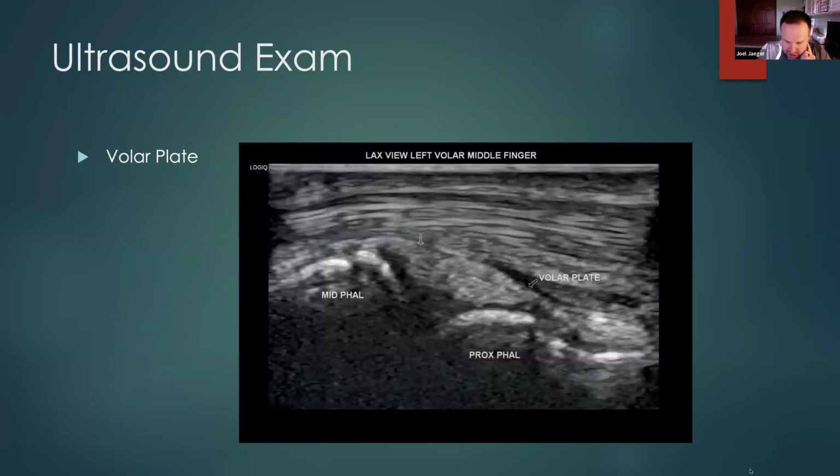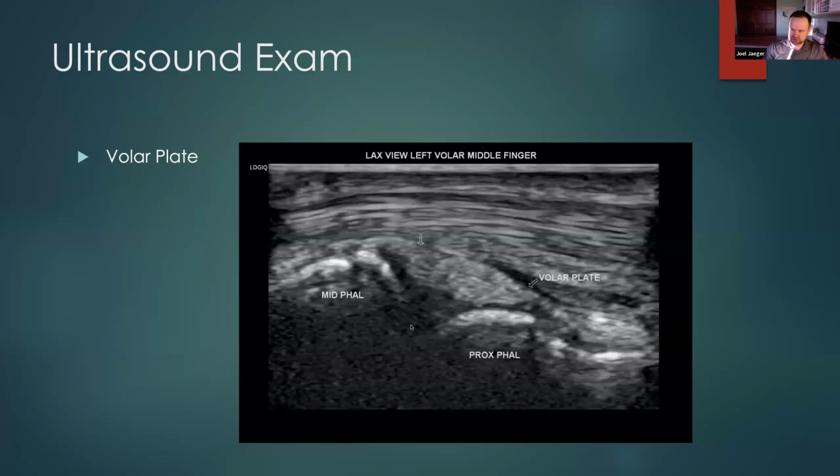So to look at that volar plate, here we are over the PIP, middle phalanx, and you can see this structure here. That is our volar plate. We have our flexor tendons over the top. Here's our ligamentous attachment with the capsular attachment up here. This is where classically we'd be looking for that avulsion. Now you can see our joint space right underneath it as this hypoechoic space.